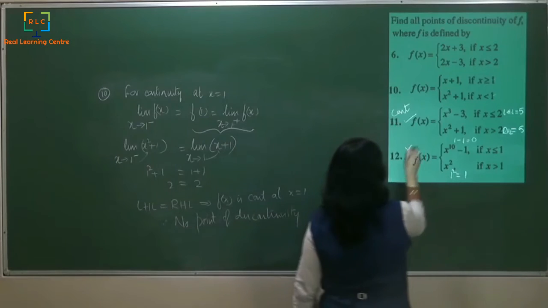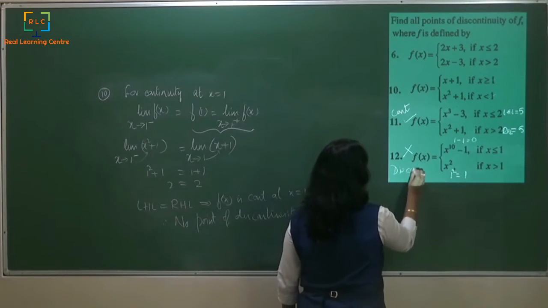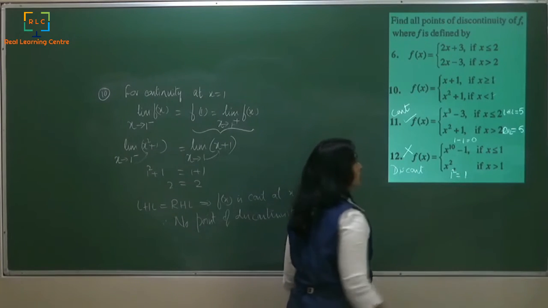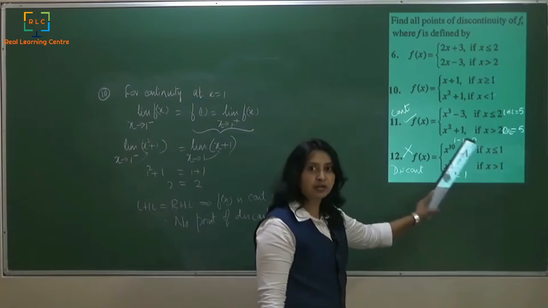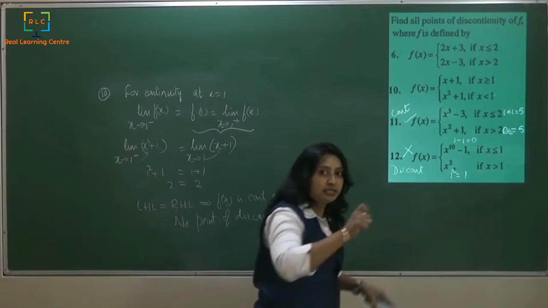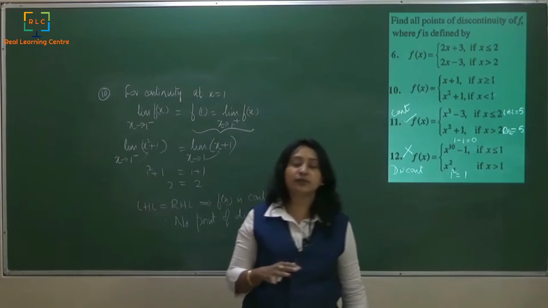This is continuous, but this is discontinuous. This is discontinuous because LHL is not equal to RHL. This is LHL, left hand limit, this is RHL, right hand limit, they are not equal. So at x equal to 1, in and around 1, it is a discontinuous function.